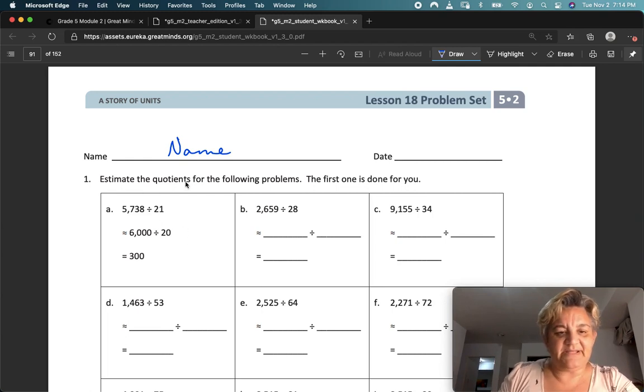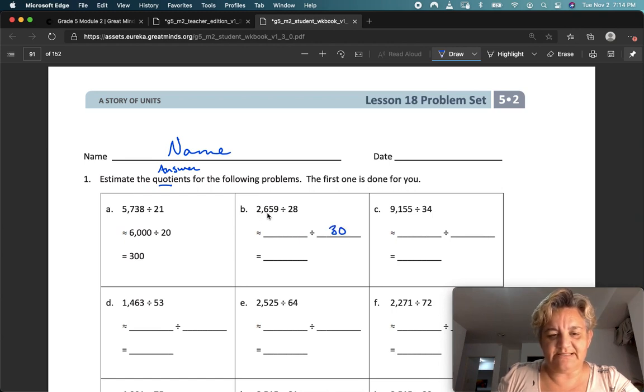So estimate the quotients for the following problems. The first one is done for you. Okay, so estimate the quotients means estimate the answer. Quotient means answer, right? And in order to do that, we're going to look for numbers that are easy to divide by. So I'm going to go ahead and take this 28 and round it up to 30. And this 2,659, well, I know 3 will go into 27 nicely. So I'm just going to go ahead and round that up to 270.